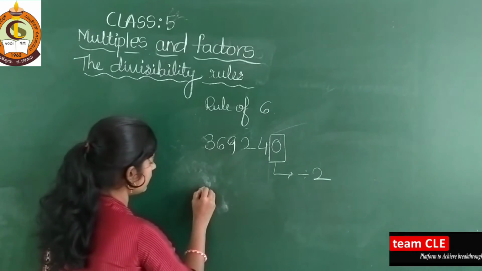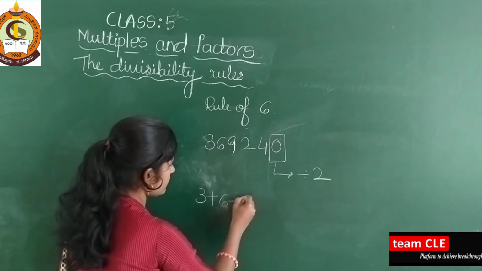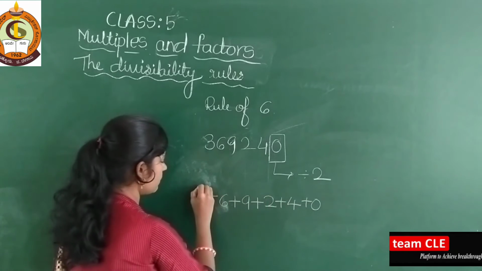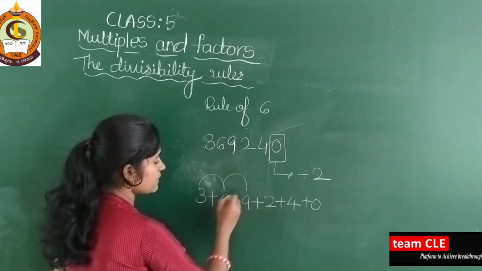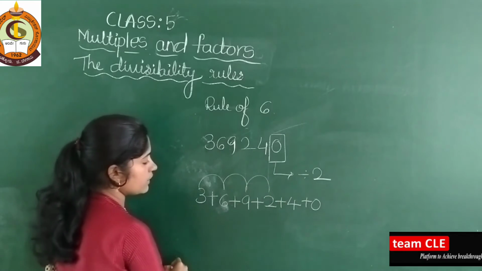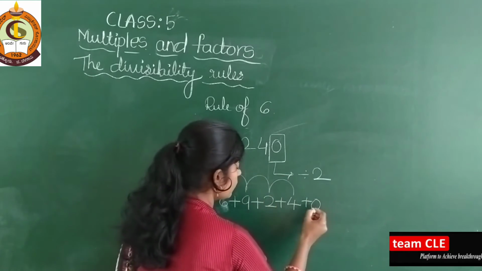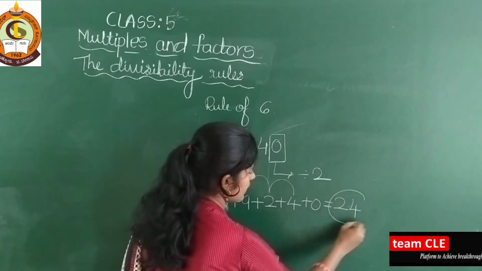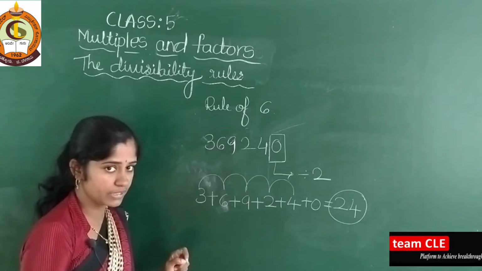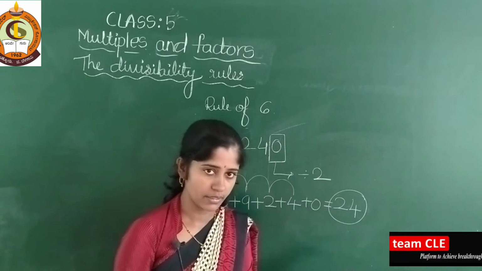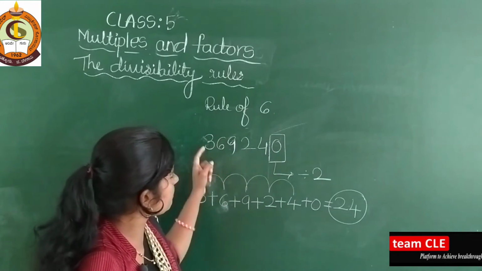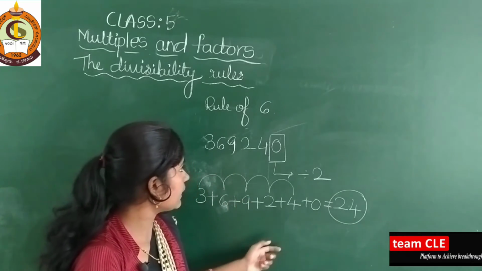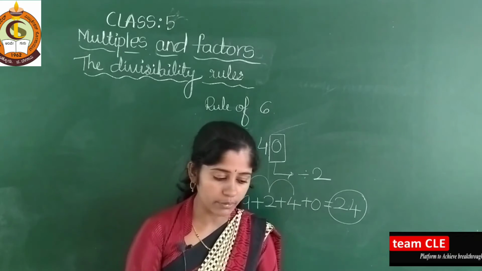Next you add the digits: 3 plus 6 plus 9 plus 2 plus 4 plus 0. 3 plus 6 is 9, 9 plus 9 is 18, 18 plus 2 is 20, 20 plus 4 is 24, 24 plus 0 is 24. See here, 24 is a multiple of 3, so this number is divisible by 3. Then this whole number is divisible by 6 also. If a number is divisible by 2 and 3, then that number is divisible by 6 also. I hope you are getting my point.